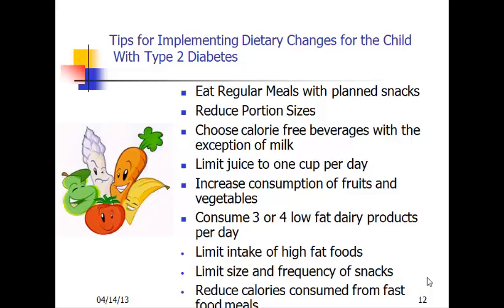The American Academy of Pediatrics identifies that common dietary recommendations to help reduce caloric intake and promote weight loss in children include eating regular meals with planned snacks, reducing portion sizes, choosing calorie-free beverages with the exception of milk, to limit juice to 1 cup per day, to increase consumption of fruits and vegetables, to consume 3 or 4 low-fat dairy products per day, to limit intake of high-fat foods, to limit size and frequency of snacks, and to reduce calories consumed from fast food meals.